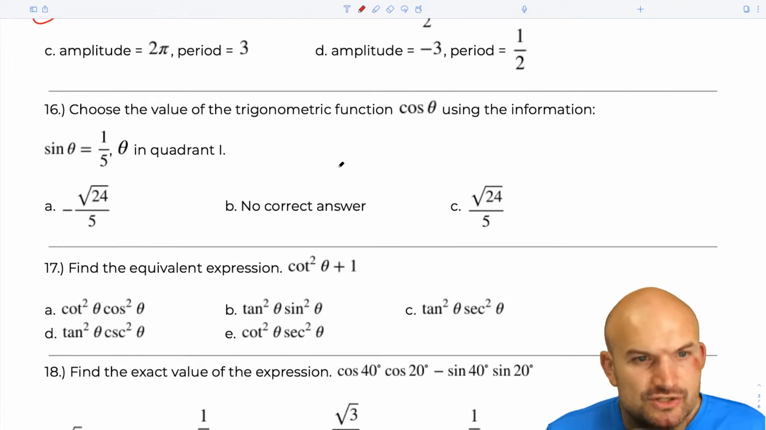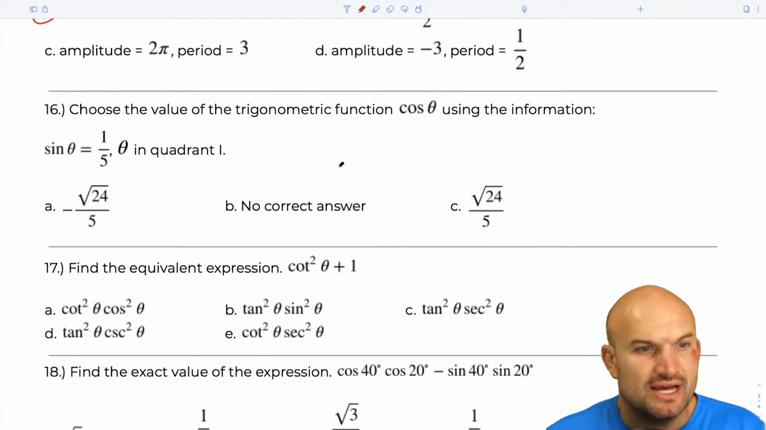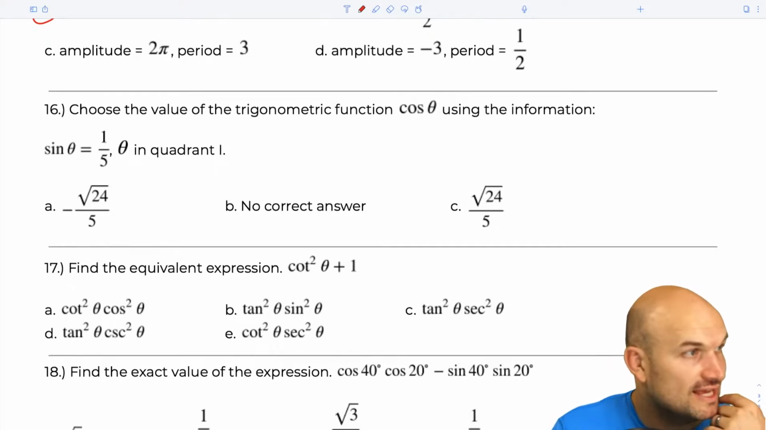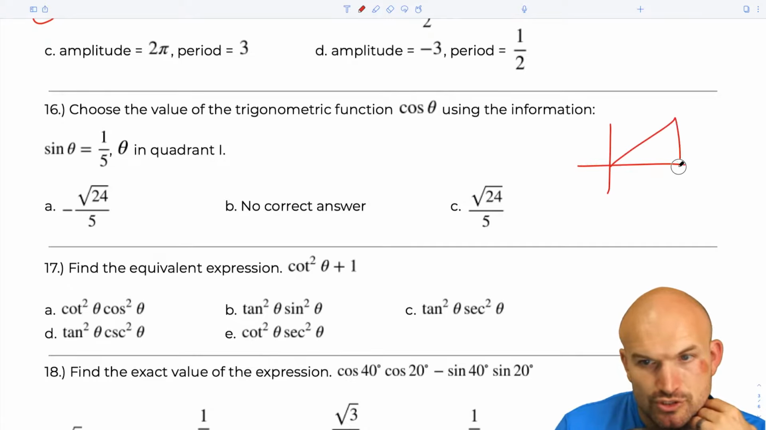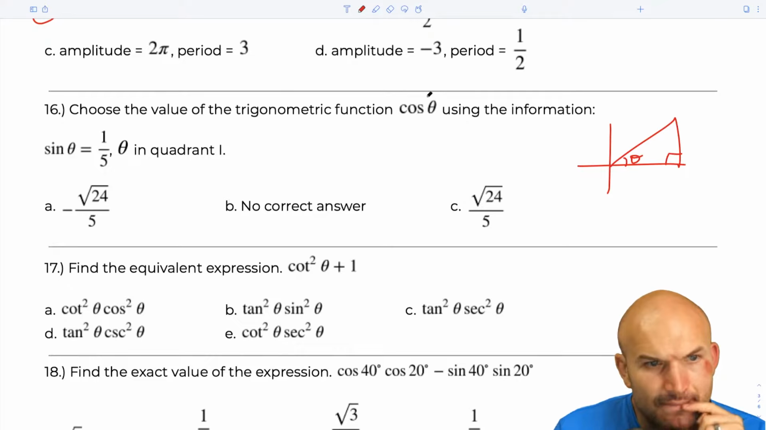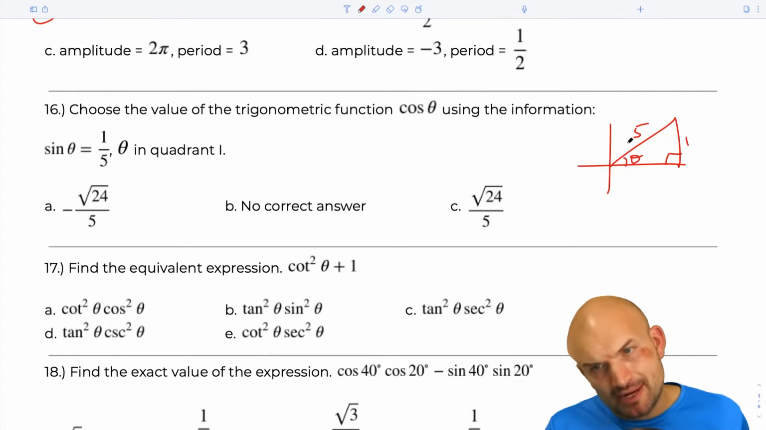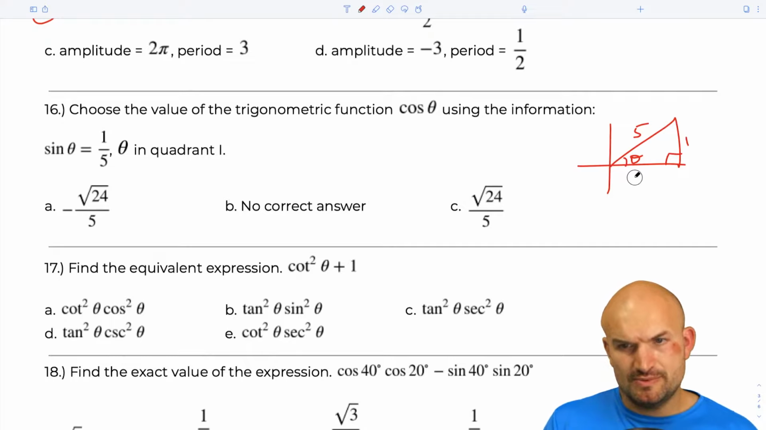Number 16, choose the value of the trigonometric function cosine of theta using the information. So we have sine of theta equals 1/4, and thankfully this one's in the first quadrant. Remember, sine of theta is opposite over hypotenuse. So therefore, the adjacent side is going to be the square root of 24 if you do a little Pythagorean theorem.